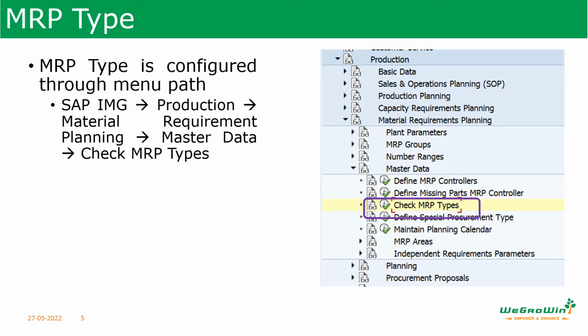Next, we will discuss the configuration related to the material master, especially on the MRP. Now, we discussed MRP type determines the type of planning to be done during material requirement planning. It may be regular material requirement planning like exploding bill of material, or consumption based planning, or forecast based planning. Those MRP types are defined through these configuration settings. The menu path is shown here.